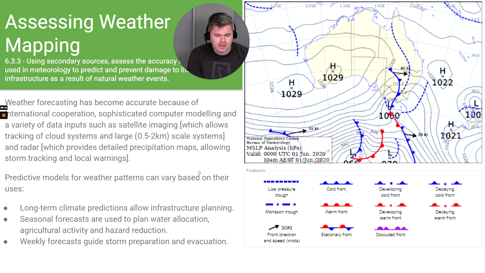Predictive models for weather patterns can vary based on their uses. Long-term climate predictions allow infrastructure planning, so we know that you wouldn't build a very delicate high-rise in an area with high winds. Seasonal forecasts are used to plan water allocation, agriculture activity, and hazard reduction. We know that water rates are going to go up because there's going to be a drought coming. And weekly forecasts guide storm preparation and evacuation. Self-explanatory.